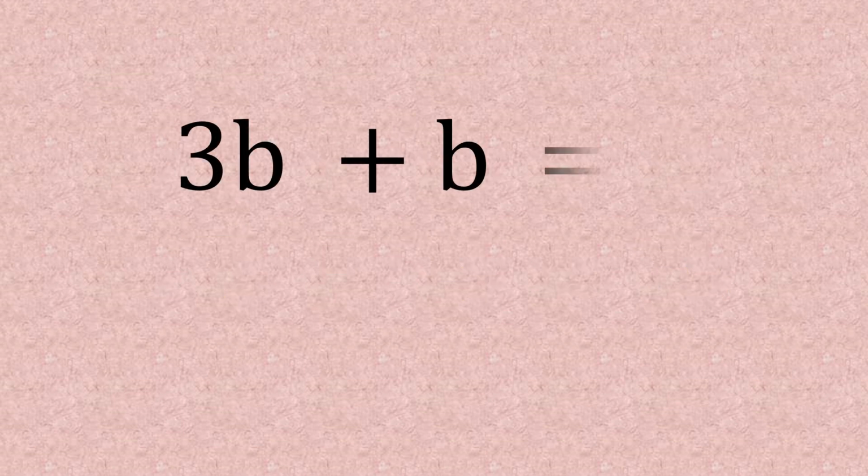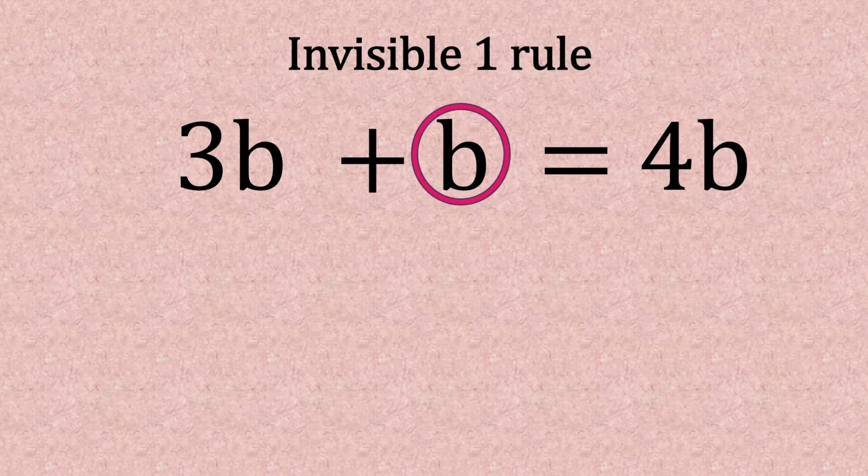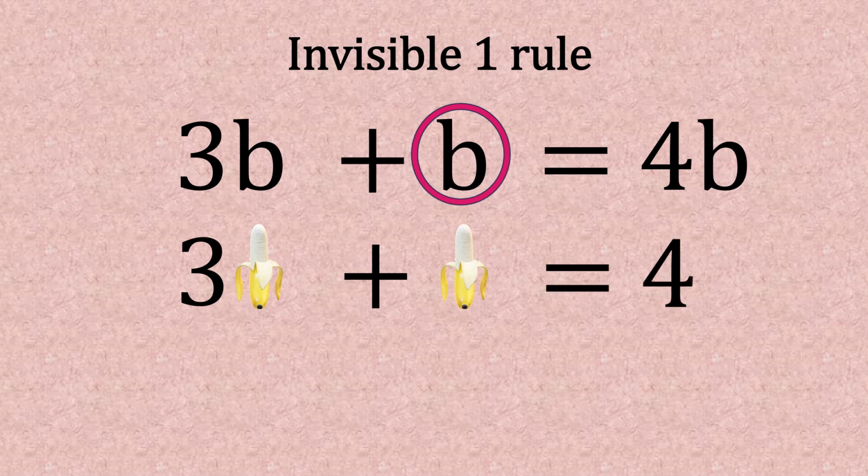Here we have 3B plus B equals 4B. Now this is the invisible 1 rule. When there's just one letter, we count 1. For example, it would be 3 bananas plus 1 banana equals 4 bananas.